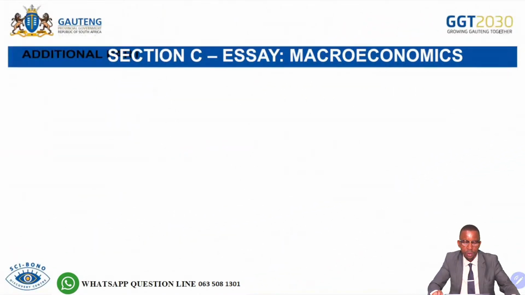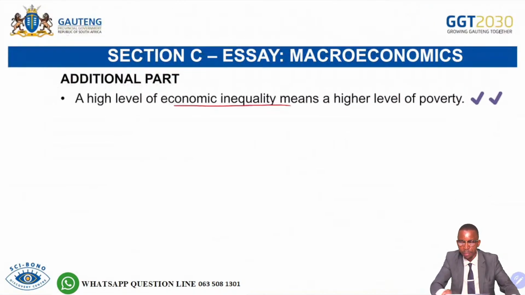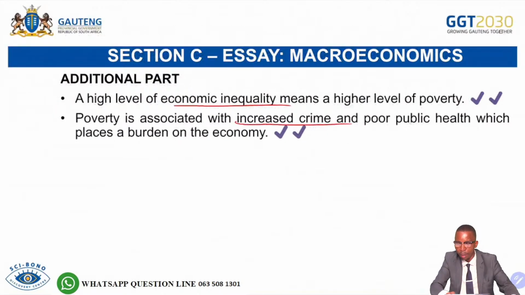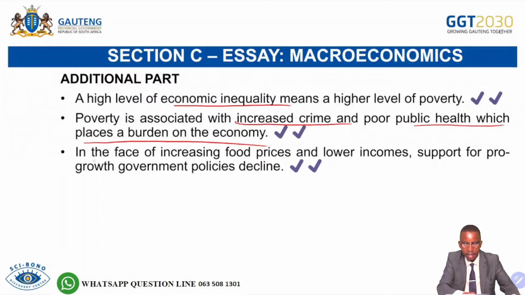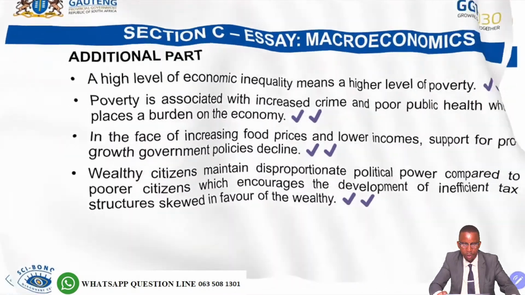And then we continue. We have an additional part. We answer the question: a high level of economic inequality means a high level of poverty in the economy. Poverty is associated with increased crime and poor public health, which place a burden on the economy and the government. Also, in the face of increased food prices and lower income, support for pro-growth government policies declines. Wealthy citizens maintain disproportionate political power compared to poor citizens, which encourages the development of inefficient tax structures skewed in favor of the wealthy.